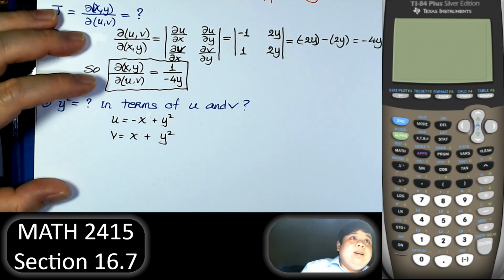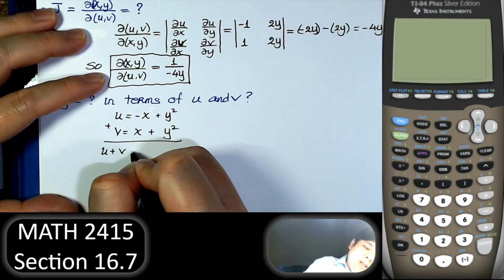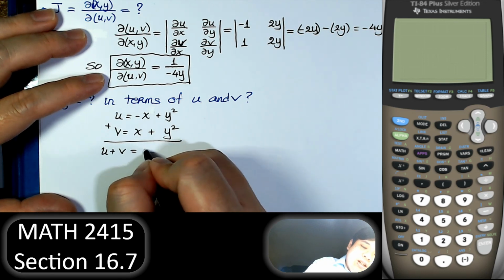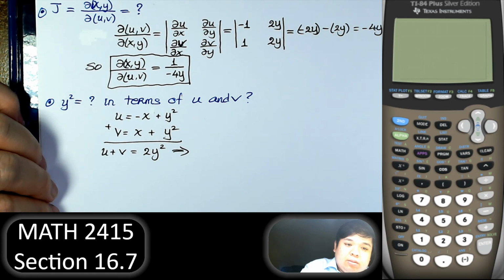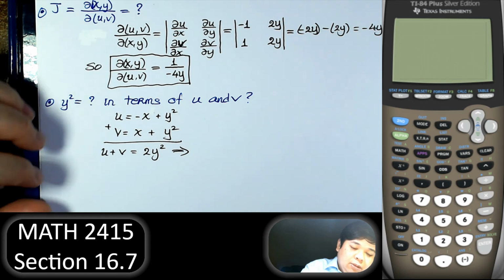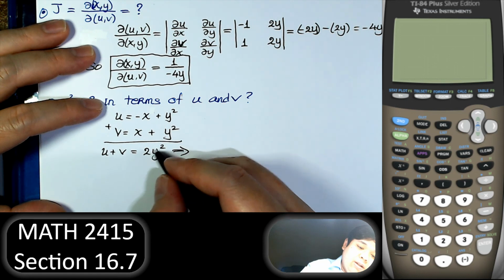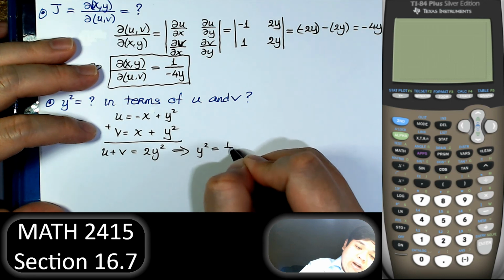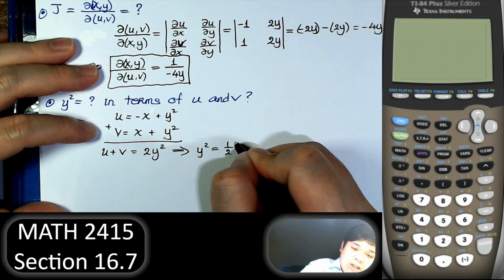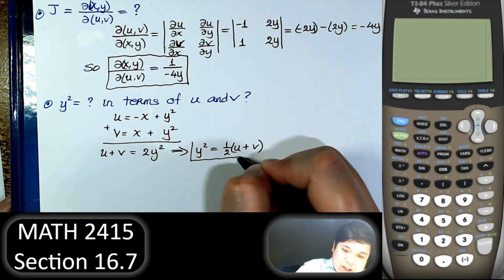Right. Now if we just simply add side by side, x and x cancel out, giving us 2y squared. Right? So in that case, what do we have? y squared is equal to 1/2 (u plus v). Right, so that's certainly y squared.